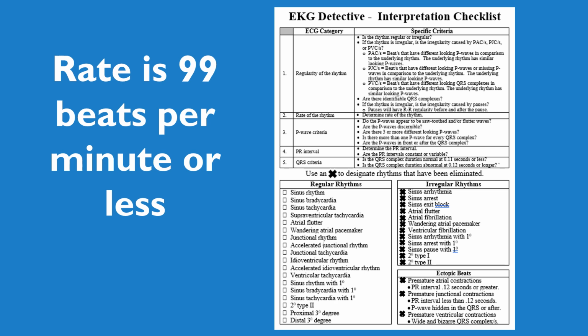So those of you who are using the app, since the rate is less than 100 beats per minute, we can go to the regular side and eliminate any rhythm that is tachycardic at 100 beats or more. And that's what our checklist will look like after we've eliminated those tachycardic rhythms.